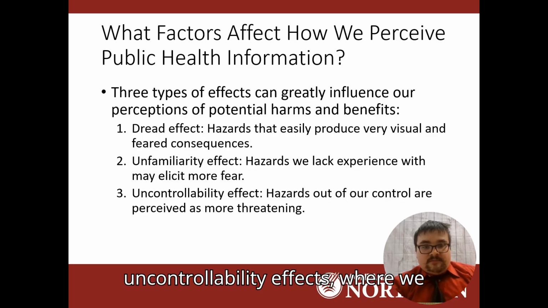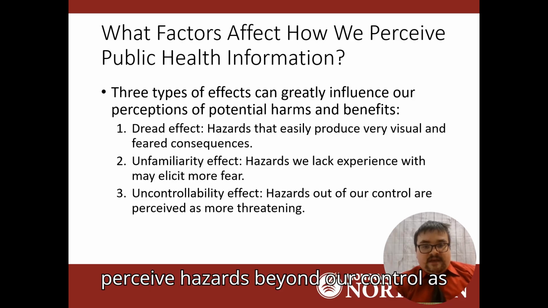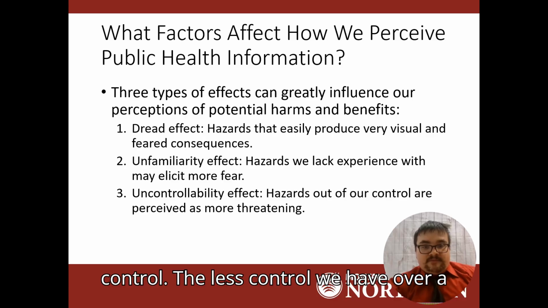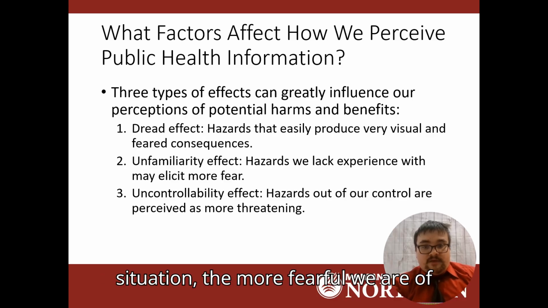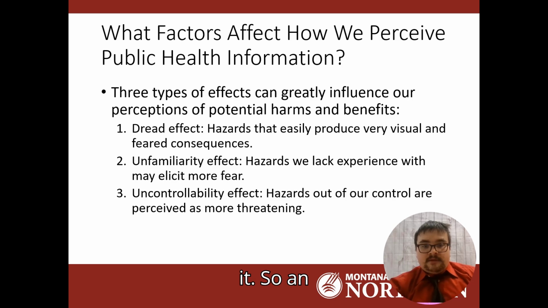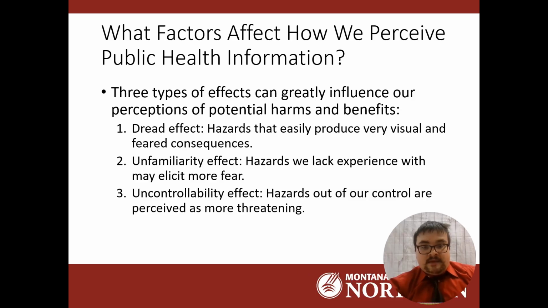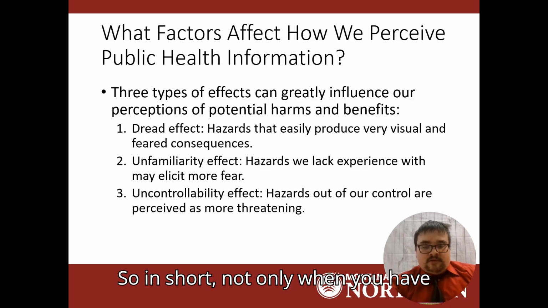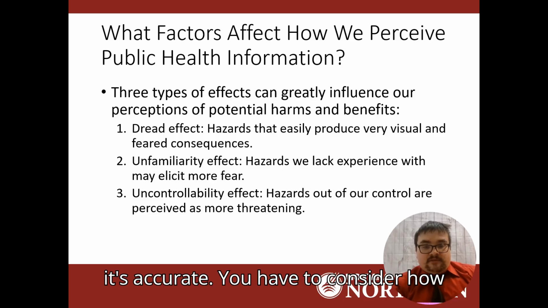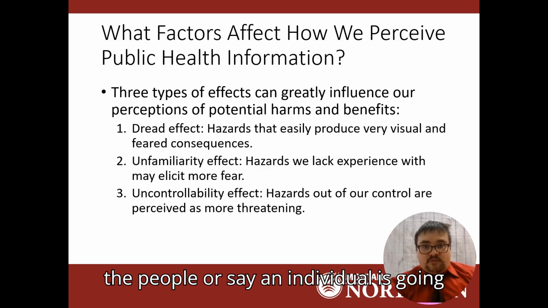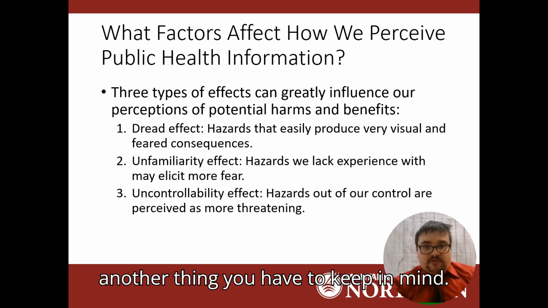Then finally, we have the uncontrollability effect, where we perceive hazards beyond our control as more threatening than those within our control. The less control we have over a situation, the more fearful we are of it. So an example here could be people often fear plane crashes more than car crashes, even though commercial flights are actually statistically safer. So in short, when you have the information, you have to make sure it's accurate. You also have to consider how the people, or an individual, are going to perceive that information. So that's another thing you have to keep in mind.